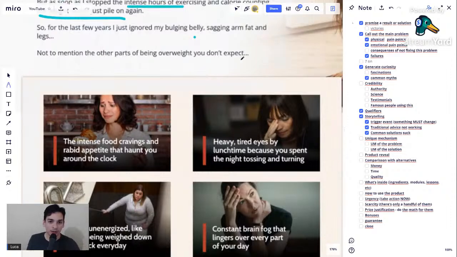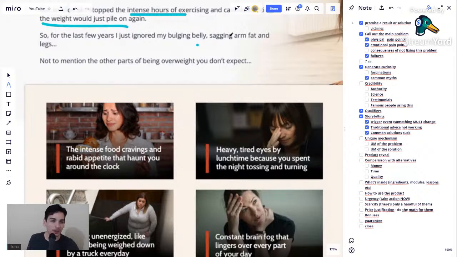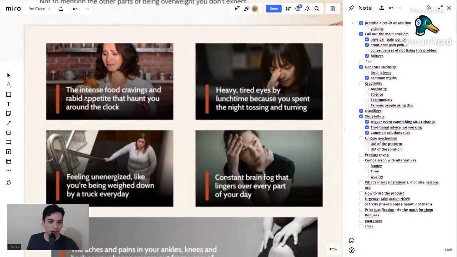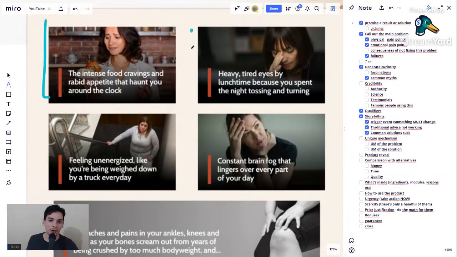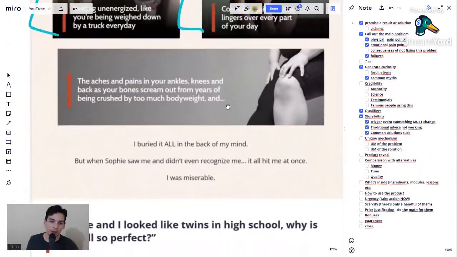Not to mention the other parts of being overweight you don't expect. For the last few years, I just ignored my bulging belly, sagging arm fat and legs. Not to mention the other parts of being overweight you don't expect. The intense food cravings and rabid appetite that haunt you around the clock. Heavy, tired eyes by lunchtime because you spent the night tossing and turning. Feeling unenergized, like you're being weighed down by a truck every day. Because brain fog lingers every part of your day. So again, these are the failures, right? Daily failures, how they feel, physical pain points, emotional pain points, and that kind of stuff.